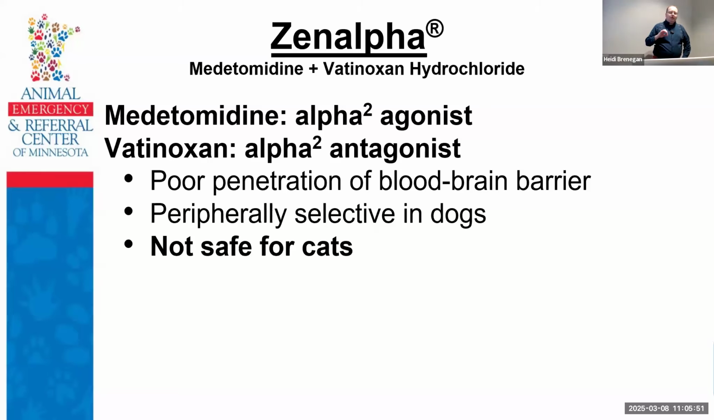So because it doesn't penetrate the blood-brain barrier, it doesn't get rid of the sedation of the medetomidine. When you give atipamezole, you completely reverse your dexmed or your medetomidine. They wake up, the sedation goes away, the vasoconstriction goes away. But with vadenoxan, because it doesn't penetrate the blood-brain barrier, sedation stays, but the vasoconstriction goes away. In this case, because the two drugs are combined, the vasoconstriction just never really happens. It is not safe for cats. It hasn't been labeled for cats. My understanding is it causes some pretty profound vasodilation and hypotension in cats.